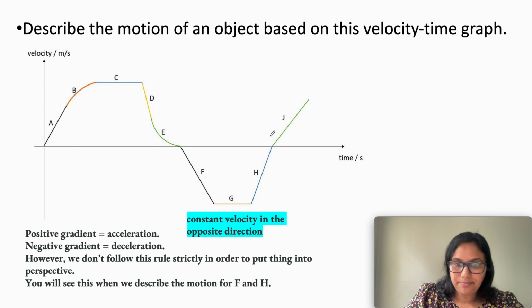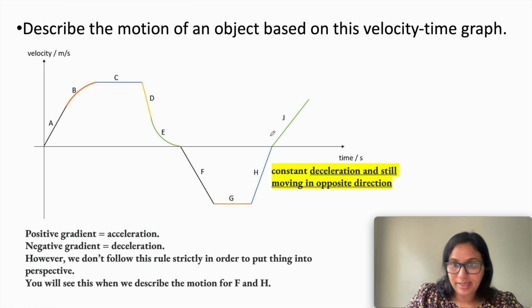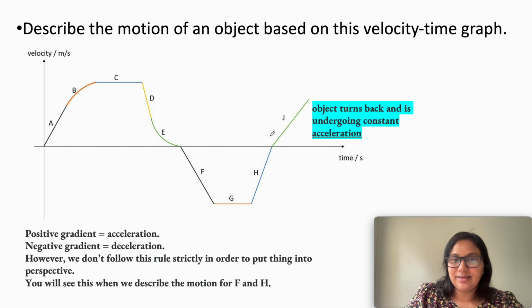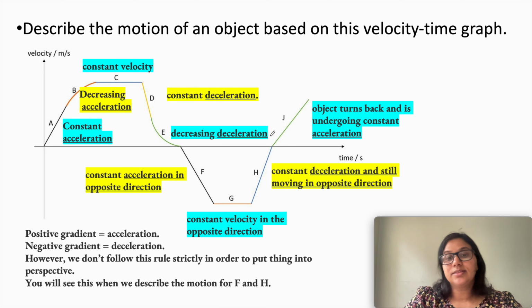At point G, again it is constant velocity but in the opposite direction. So at point G, the acceleration is 0. What about H? It is constant deceleration and still moving in the opposite direction. And at J, the object turns back and is undergoing constant acceleration. So this is how you are supposed to describe the velocity time graph.